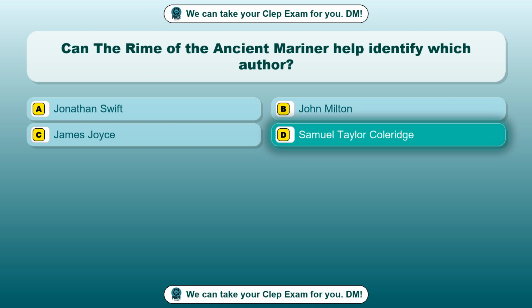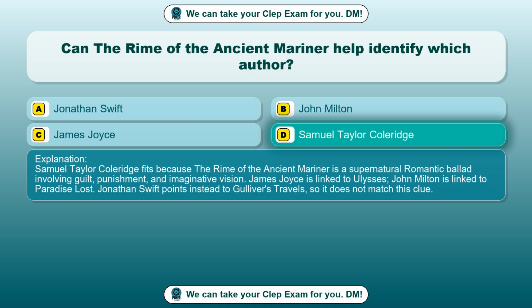Samuel Taylor Coleridge. Samuel Taylor Coleridge fits because The Rime of the Ancient Mariner is a supernatural romantic ballad involving guilt, punishment, and imaginative vision. James Joyce is linked to Ulysses. John Milton is linked to Paradise Lost. Jonathan Swift points instead to Gulliver's Travels, so it does not match this clue.